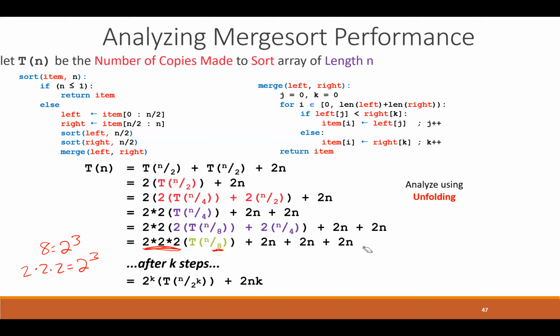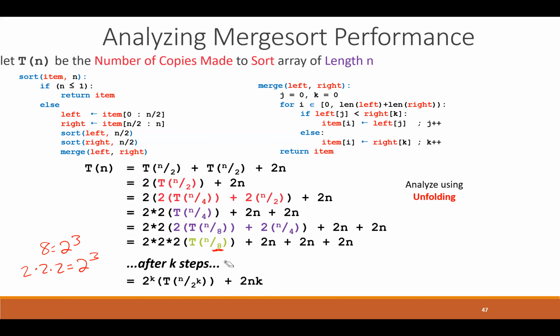And at this point, I'm going to say, well, after k steps, I'm going to assume my algorithm ends. So my final closed form is 2 to the power k times T of n over 2 to the power k plus 2n times k, right? So I have k of these terms here.